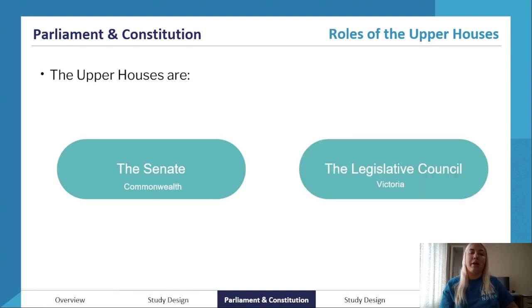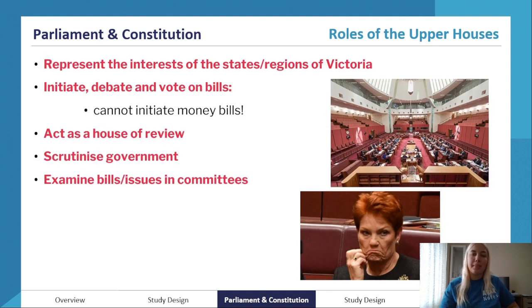Now for the roles of the upper houses. What I'm trying to point you towards is that it's much easier to do well if you categorize and remember which roles of the lower and upper house overlap and which roles are distinct and different between each house. That's how I recommend studying for this. This is the Senate at Commonwealth level, and this is the Legislative Council at Victorian level.